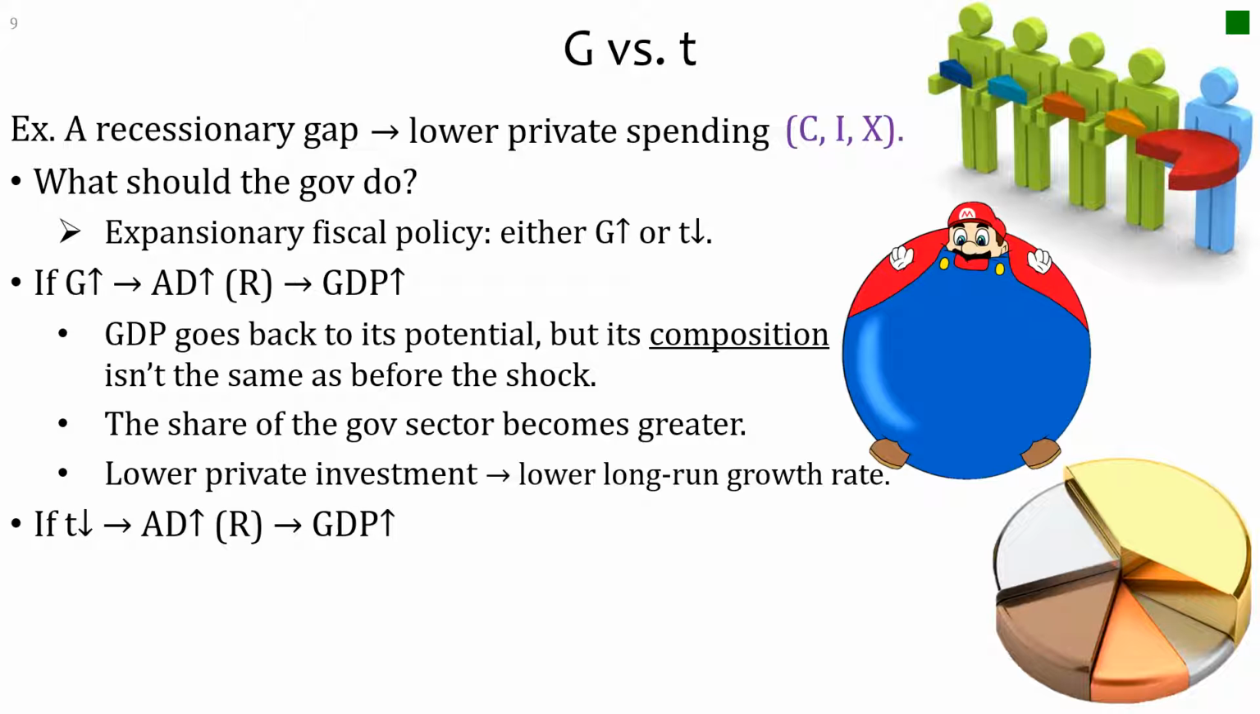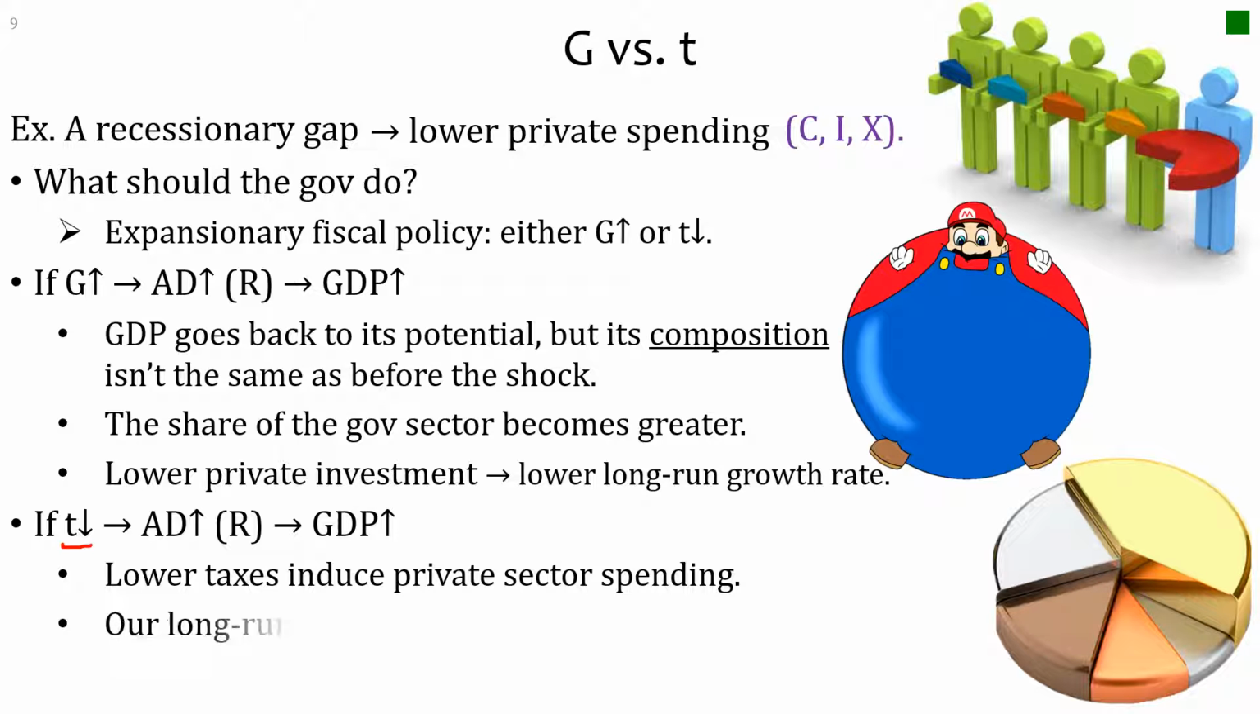The other option is if the government lowers the taxes. If they lower the taxes, remember again, whenever you have taxes, you should immediately think about the disposable income. So people have more disposable income, they're going to spend more, aggregate demand goes up, it shifts to the right, and the GDP goes up. So again, we go back to the equilibrium. Lower taxes induce private sector spending. Okay, whether the taxes are on the firms or on the households, they have more money to spend.